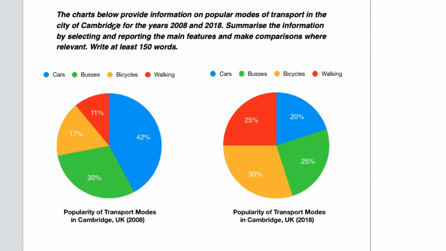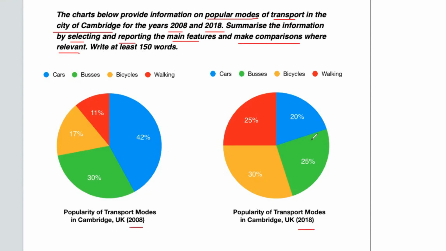So our prompt says, the charts below provide information on popular modes of transport in the city of Cambridge for the years 2008 and 2018. Summarize the information by selecting and reporting the main features and make comparisons where relevant. Write at least 150 words. Okay, and again, we see our two charts here, cars, buses, bicycles, and walking, both in 2008 and 2018.